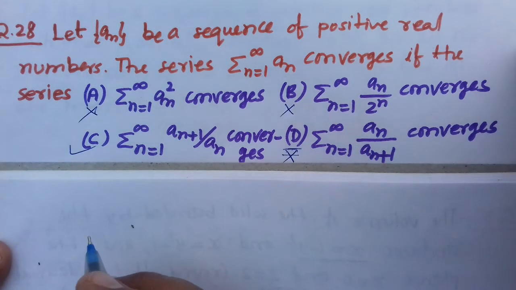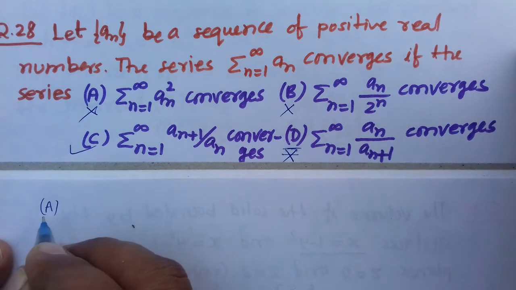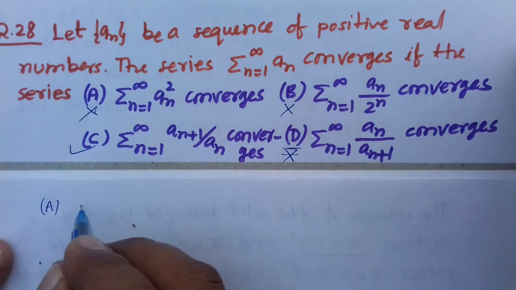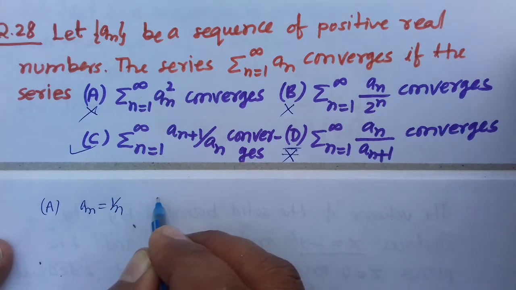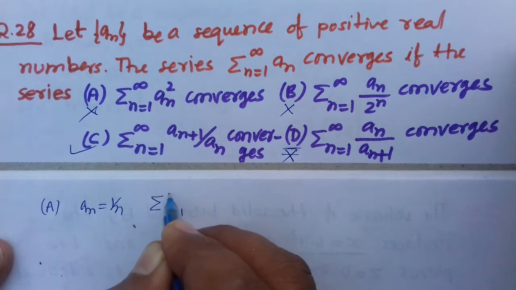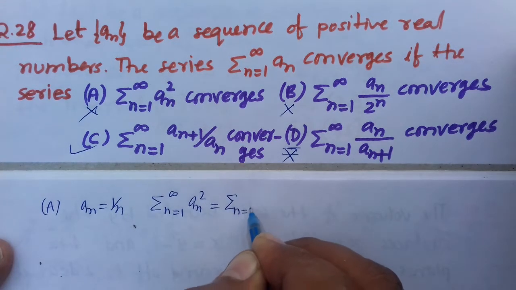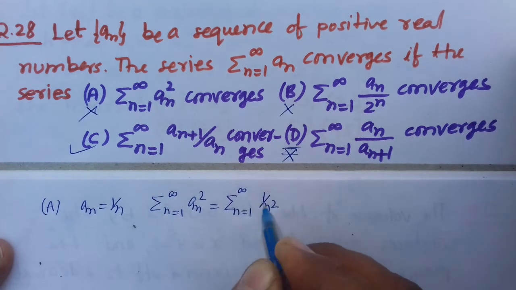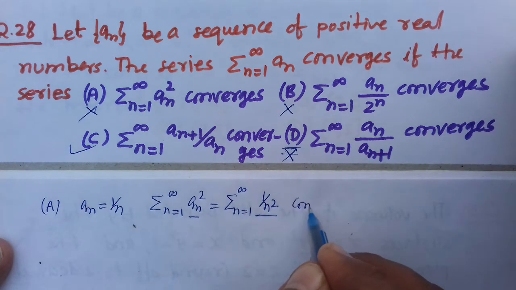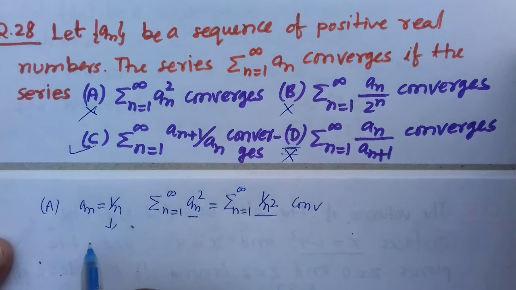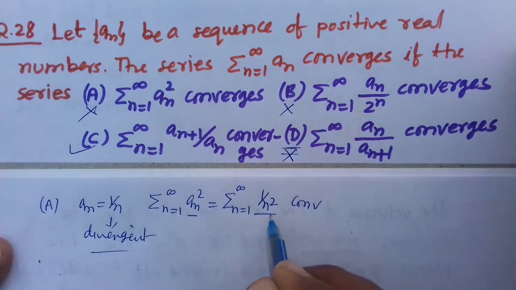We use examples to choose the correct option. For A, we take a_n equals 1 by n, and we know that the sum from n equals 1 to infinity of a_n squared, that is, the sum of 1 by n squared, putting 1 by n for a_n, is convergent, but we know that the series of 1 by n is divergent. So according to this example, A is wrong.